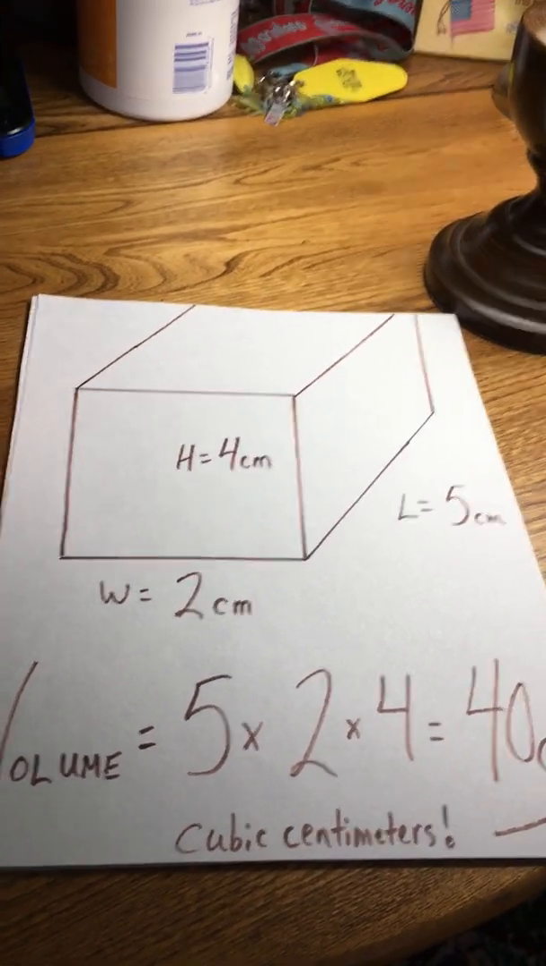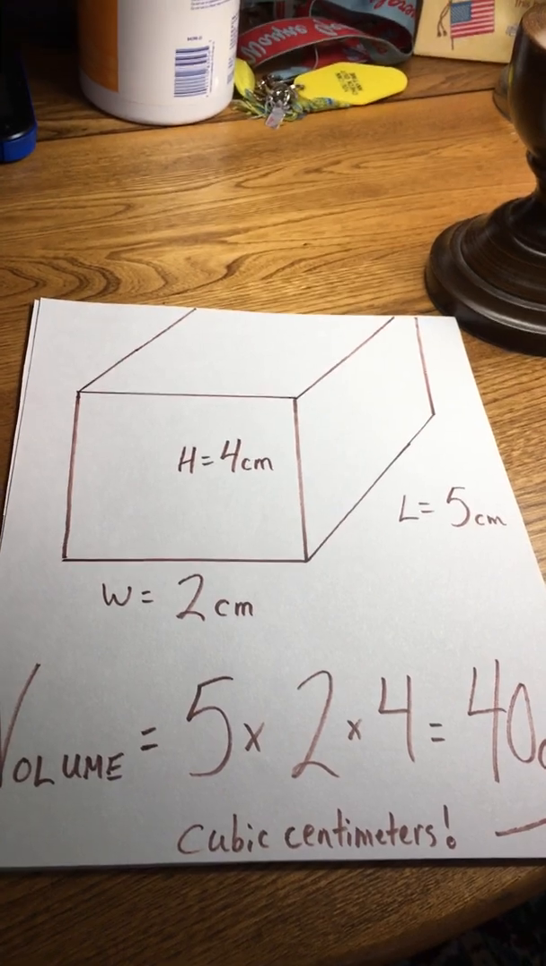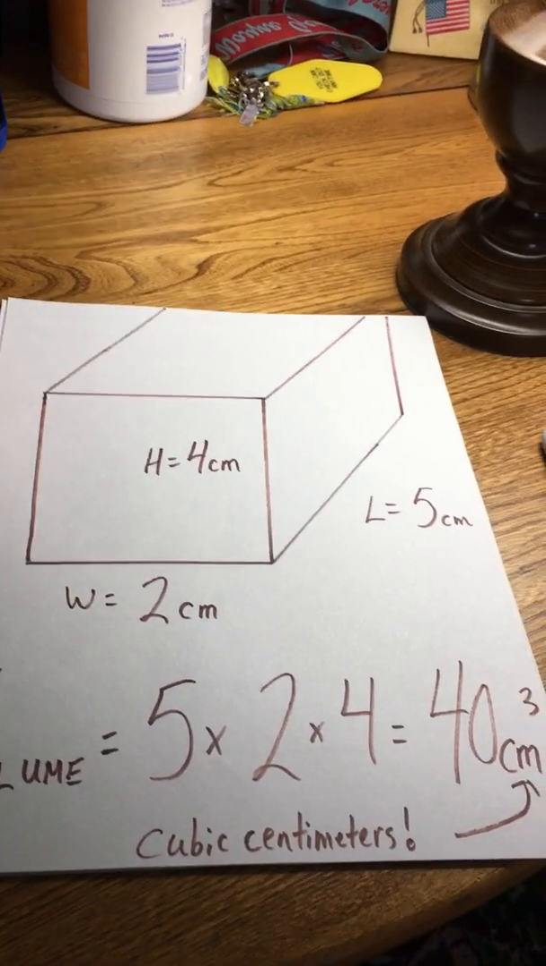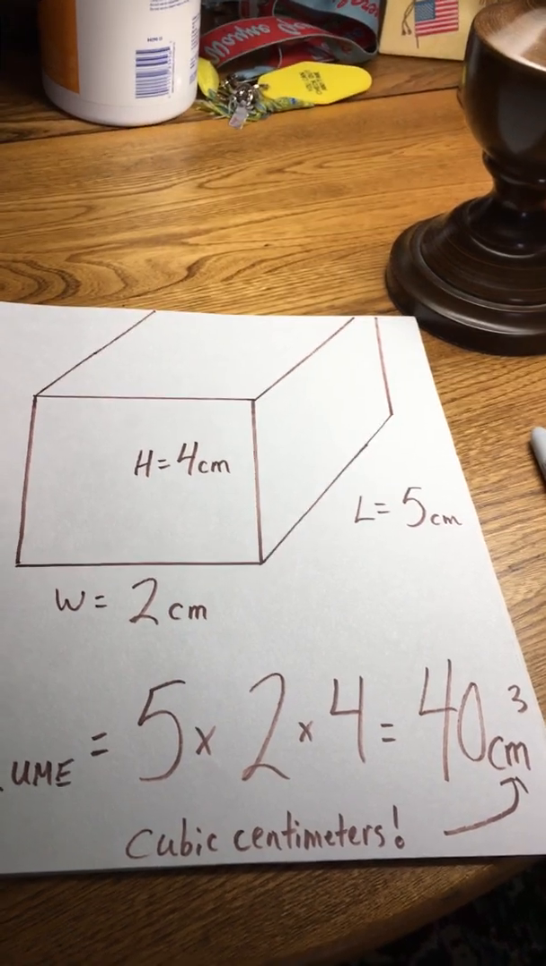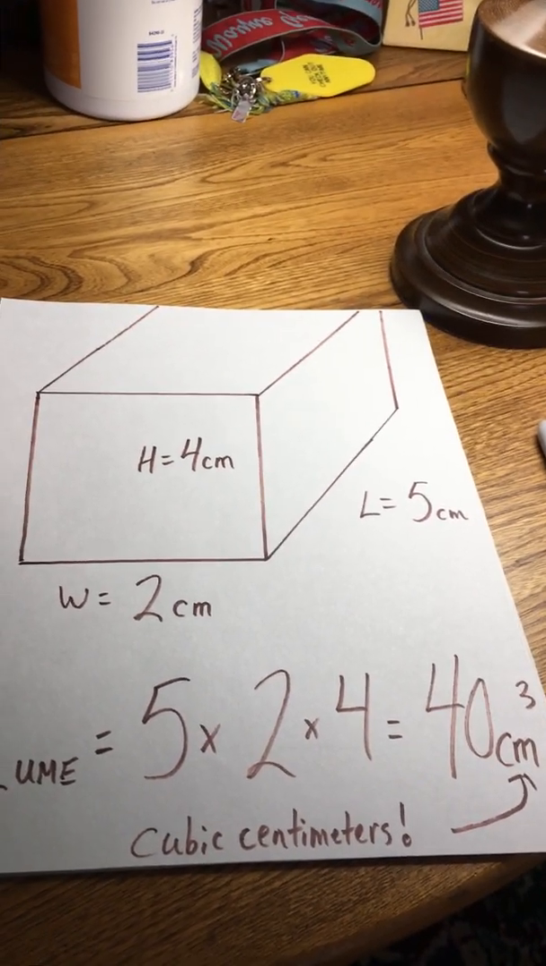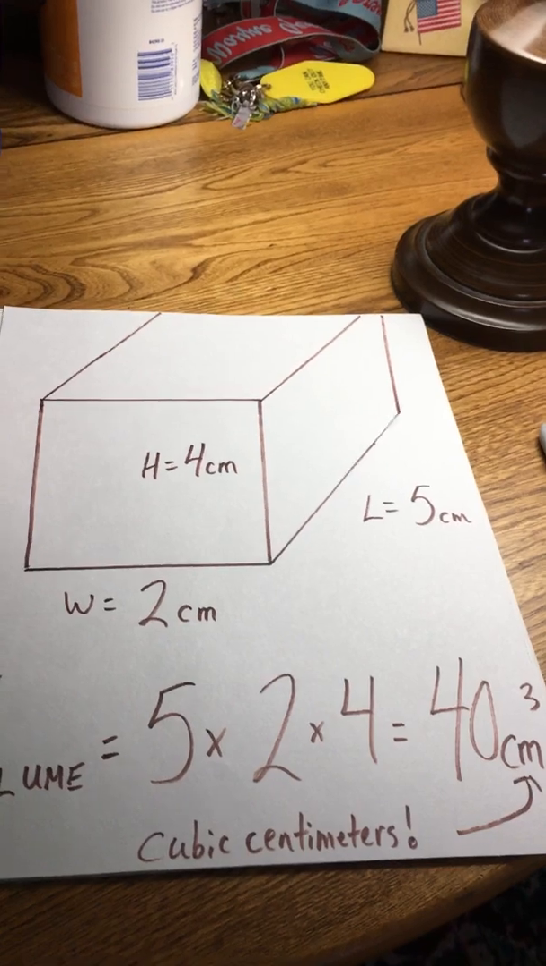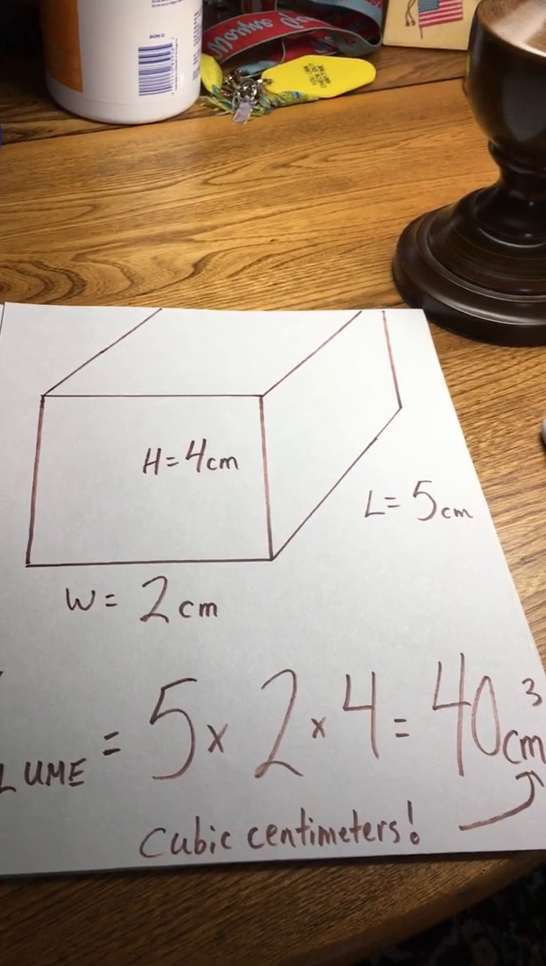But here's the good news. If you juggle those 3 dimensions, it doesn't matter which order you put them in, you should still end up with a grand total of 40 cubic centimeters. Cubic centimeters because when we measure volume, we're measuring it in terms of a cubic unit of some kind.